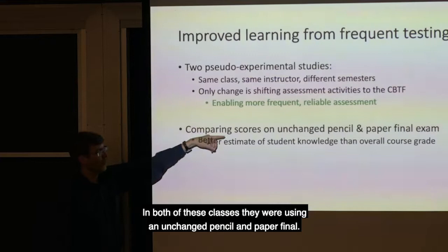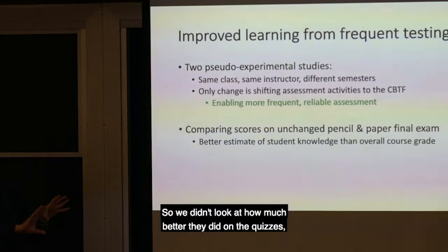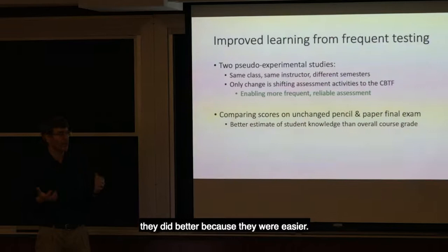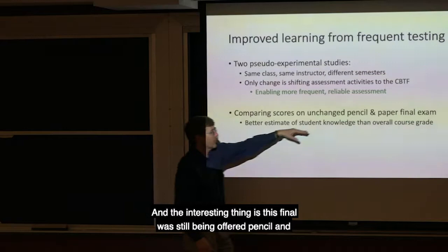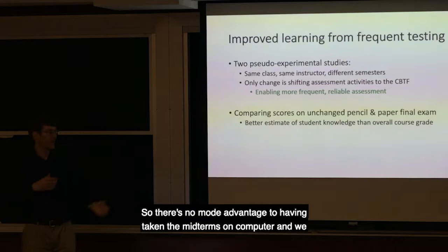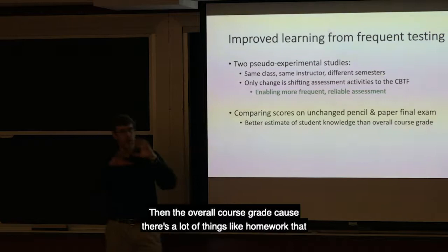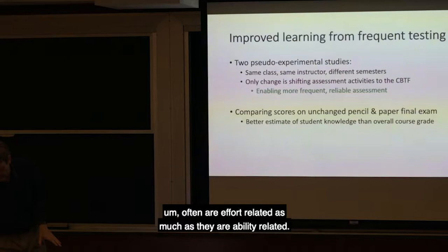We didn't look at how much better they did on the computer-based quizzes, because we could have just made them easier and maybe they did better because they were easier. We basically took the same final for both semesters and looked at how well the students did on that final. And the interesting thing is this final was still being offered pencil and paper, so there's no mode advantage to having taken the midterms on computer. We think this final exam score is a better estimate than the overall course grade, because there are a lot of things like homework that are often effort related as much as they are ability related.